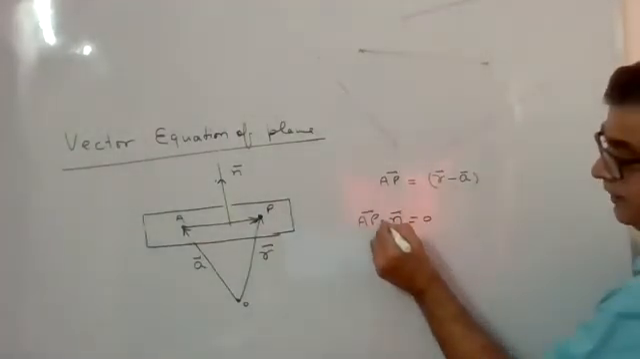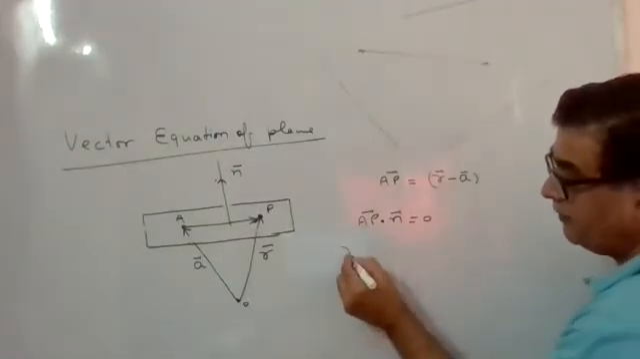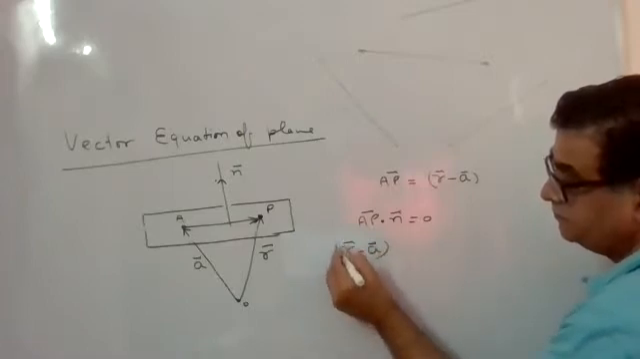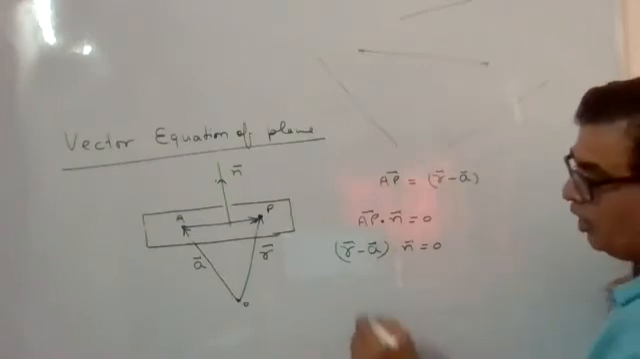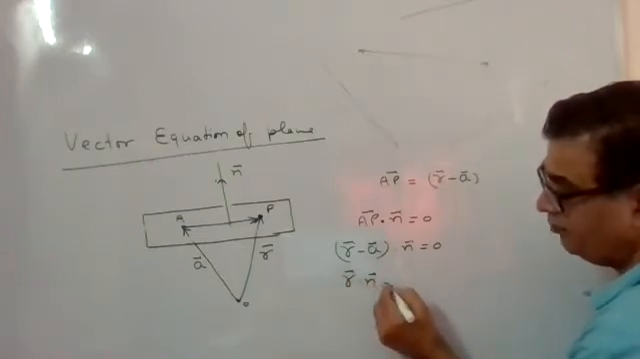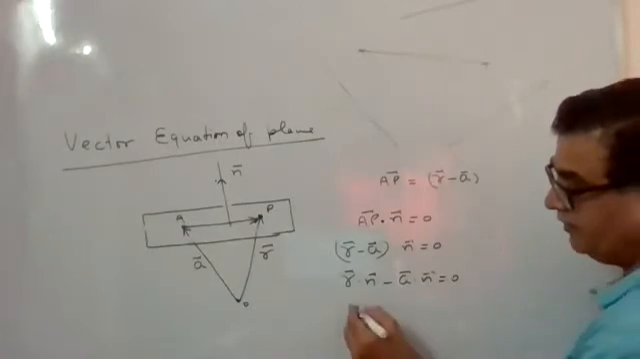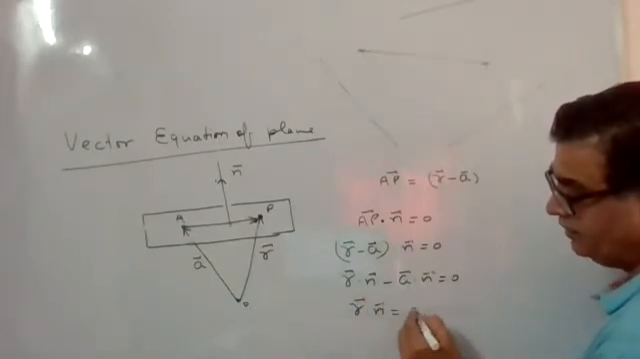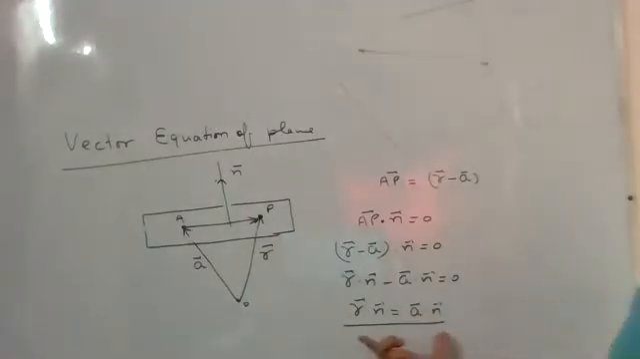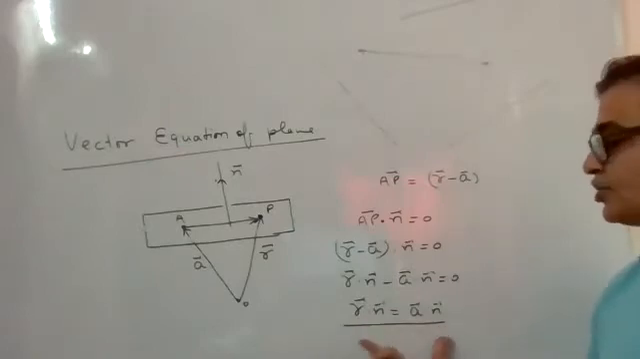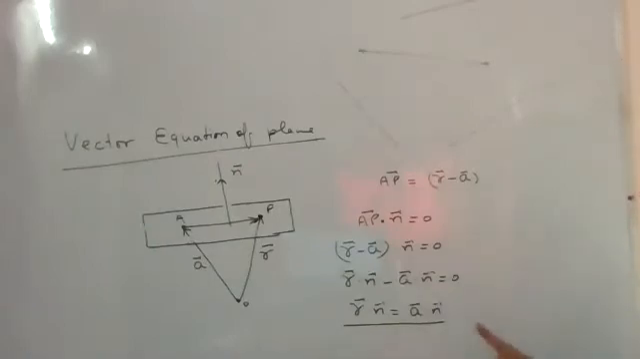This is the condition for perpendicular vectors we have done. AP dot N is 0. What is AP? R minus A. Dot N vector comes to 0. Or I should say R dot N minus A dot N comes out to be 0. Then we have R dot N vector is A dot N. This is called the vector equation of the plane. Vector equation of the plane is what? R dot n is A dot n.